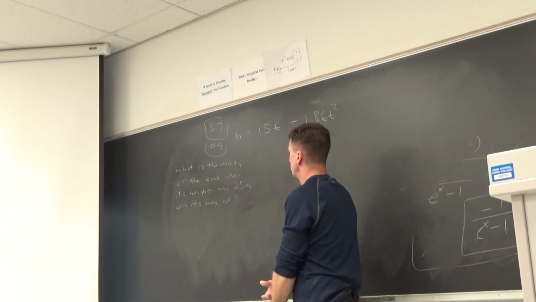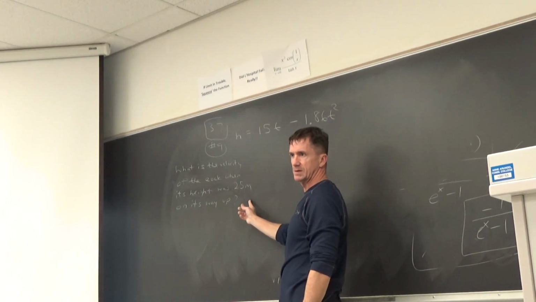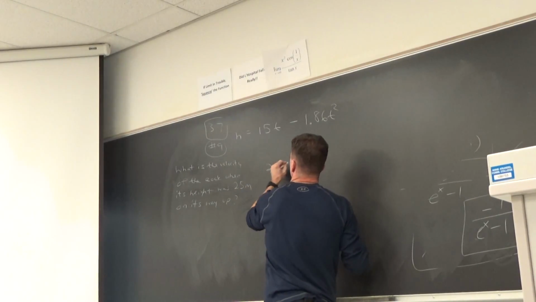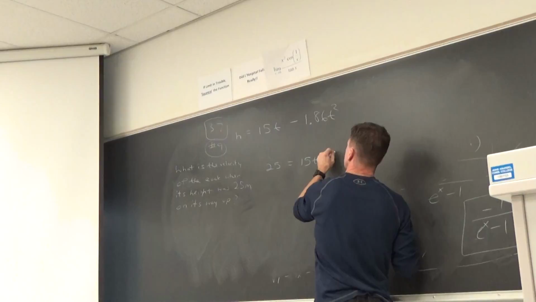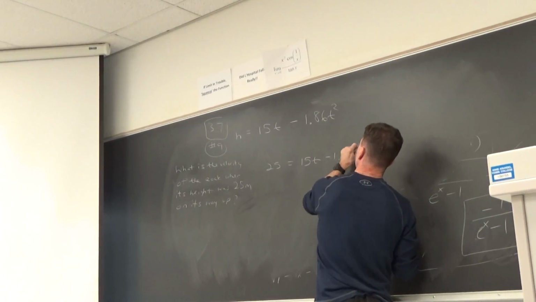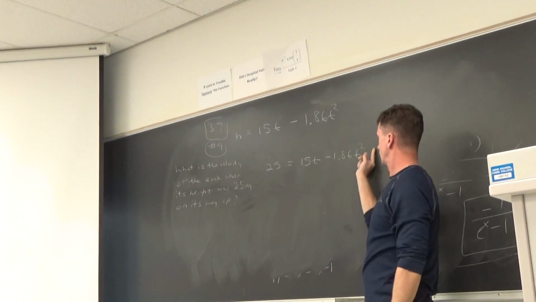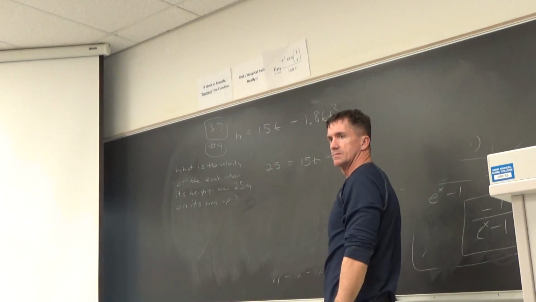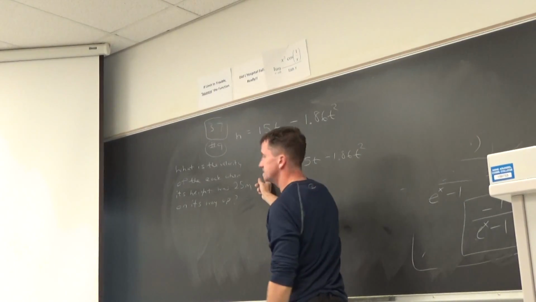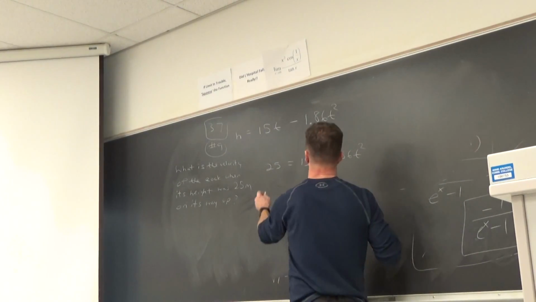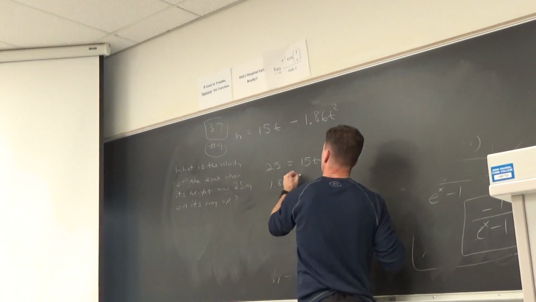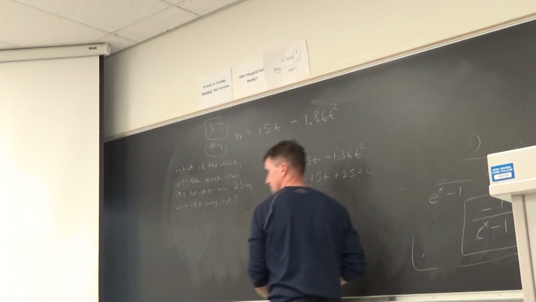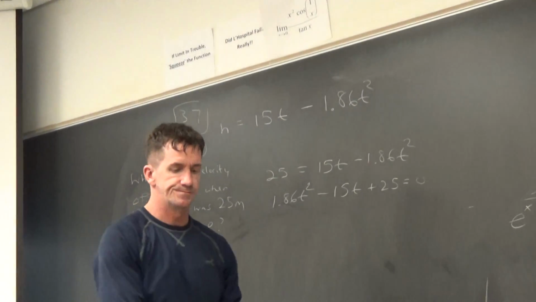So first the setup. When we started this problem, the first thing we did was set 25 for height. Quadratic form. We'll set it all equal to 0. I'll add this on both sides, and subtract this on both sides. I get 1.86t squared minus 15t plus 25 equals 0. Now I'll go to this calculator here.